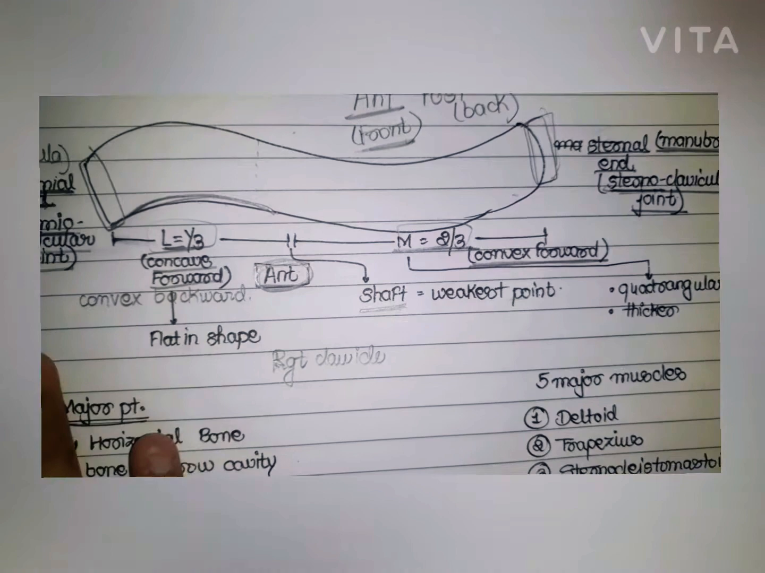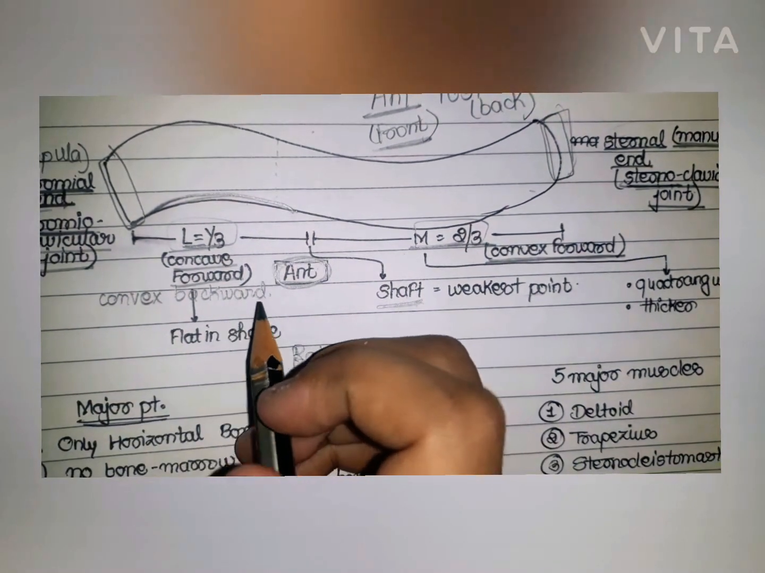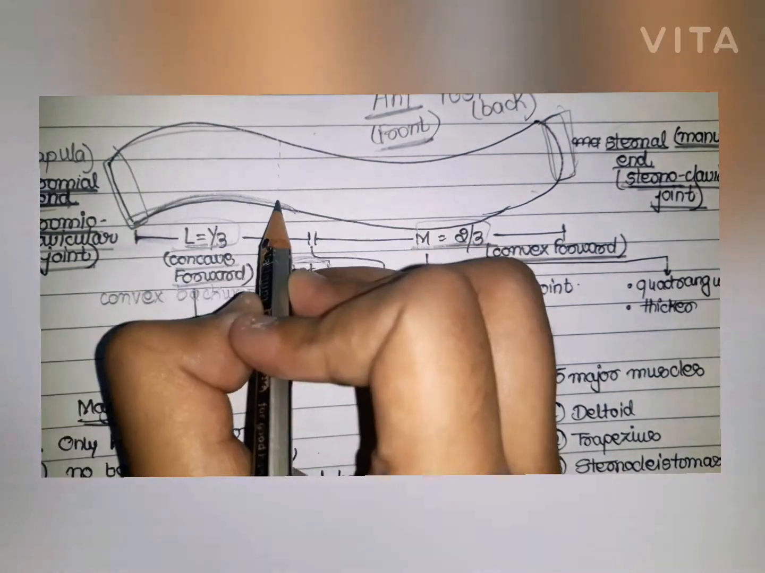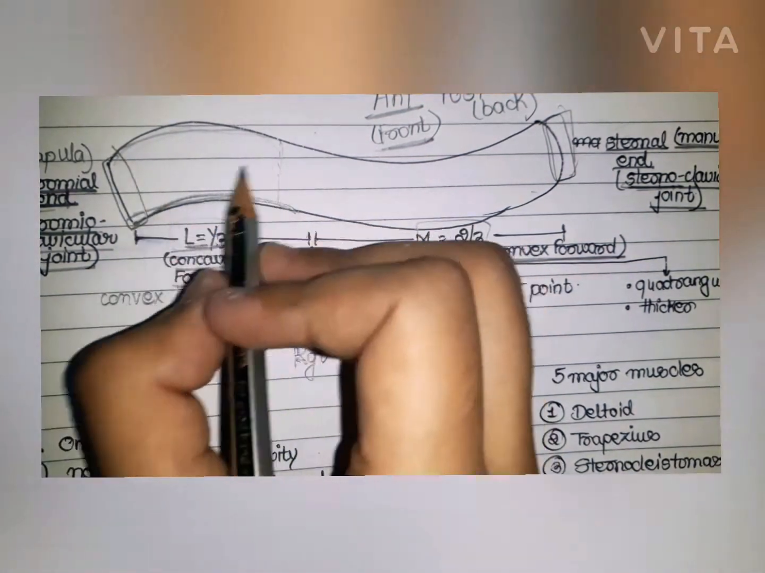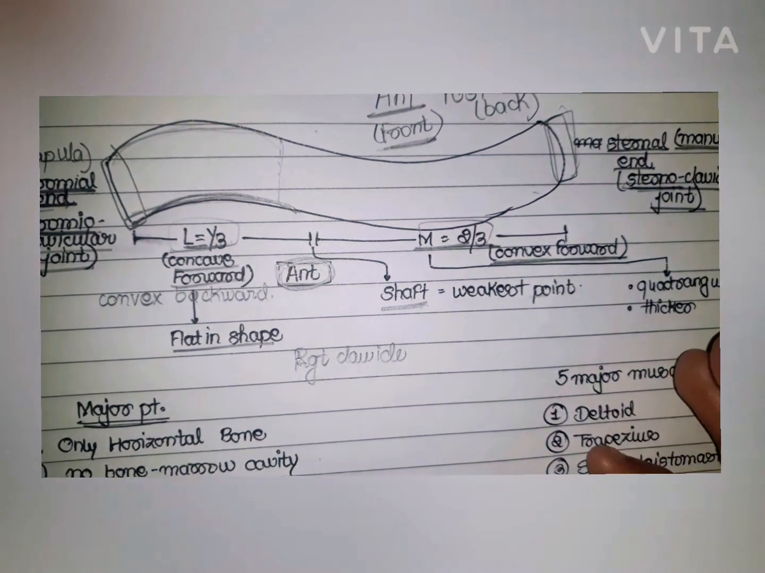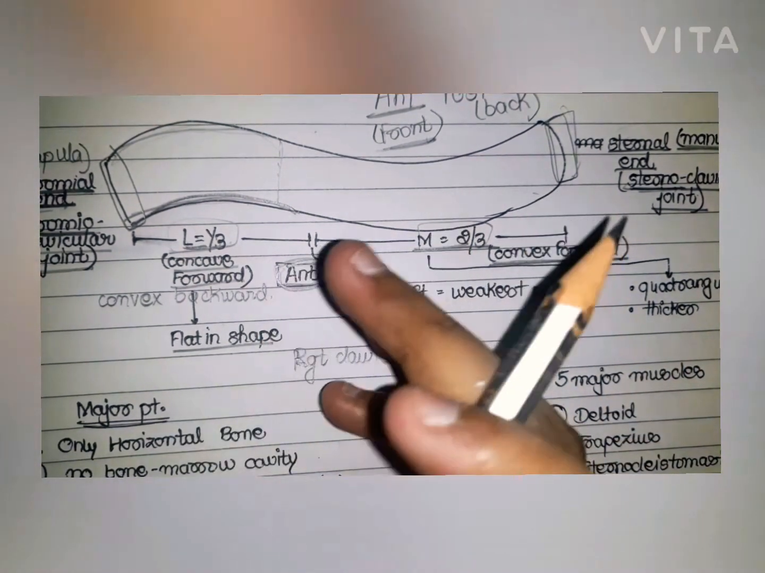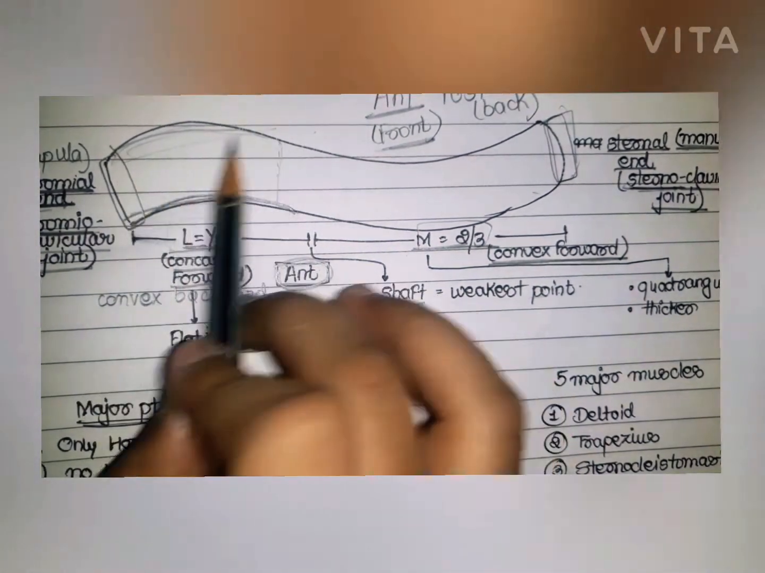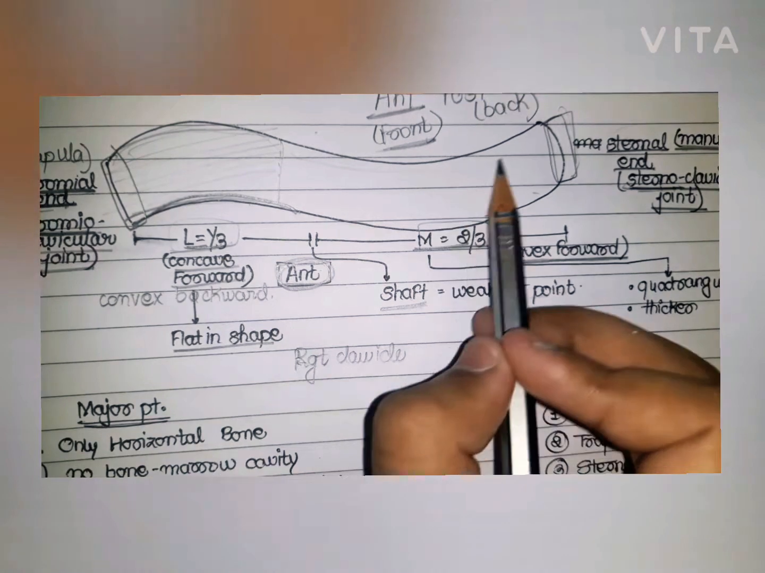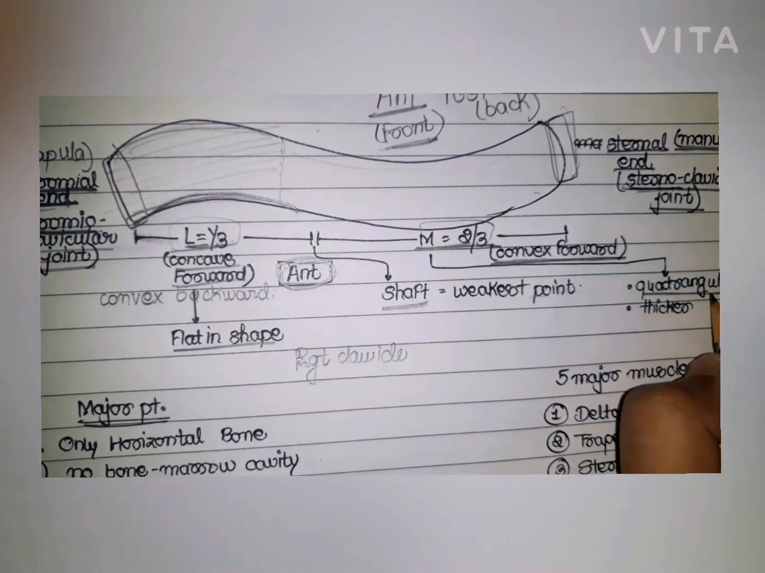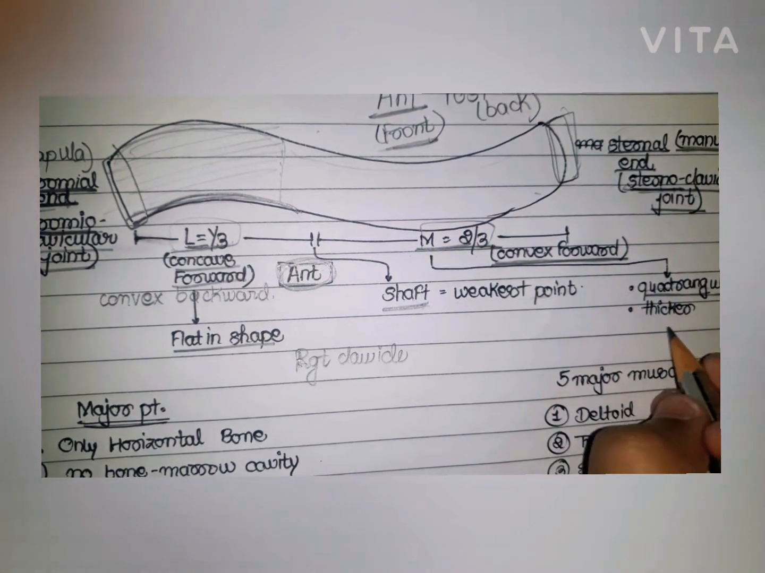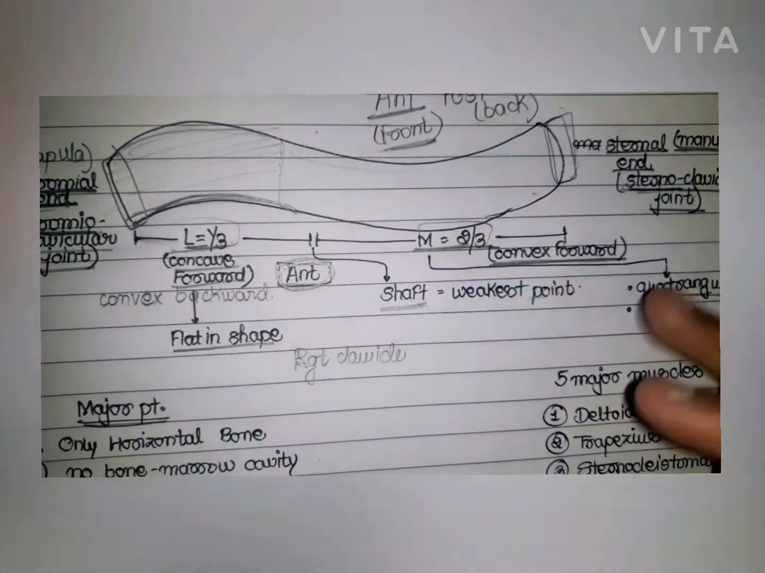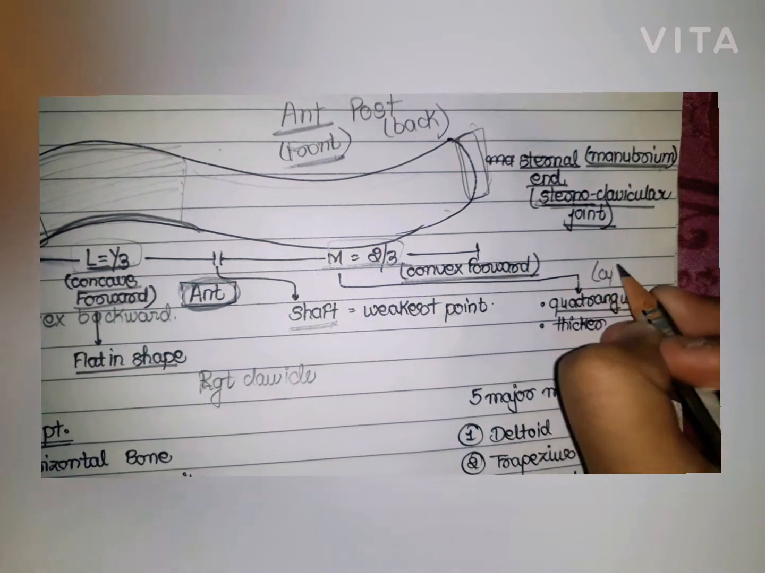In lateral part, one more thing which you need to know is that lateral part is flat in shape. When you go through the labs and other sessions in your medical career, when you easily touch the clavicle bone, you will see that the lateral part is the flat part, and the medial part is the quadrangular part, and it is much thicker than the lateral part. Quadrangular means it is cylindrical. Okay, cylindrical in shape.